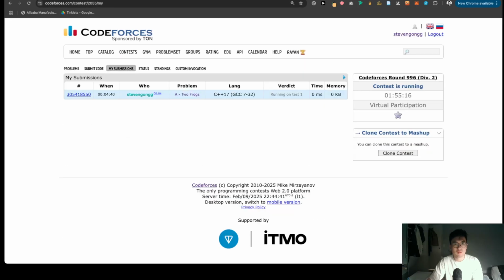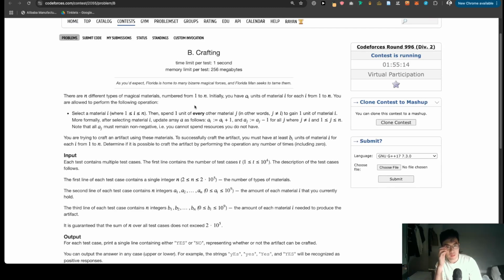Okay, and now we need B. There are n different types of magic materials numbered from 1 to n. You have a_i units of material i, and you're allowed to perform this operation: select a material i, then spend 1 unit of every other material to gain 1 unit of material i. You increment the current material and decrement everything else. Note that all amounts must remain non-negative, i.e. you cannot spend resources you do not have. You must have at least b_i units, including 0.